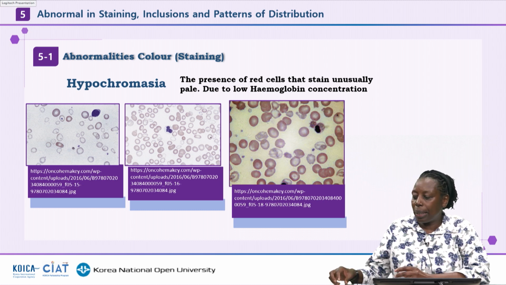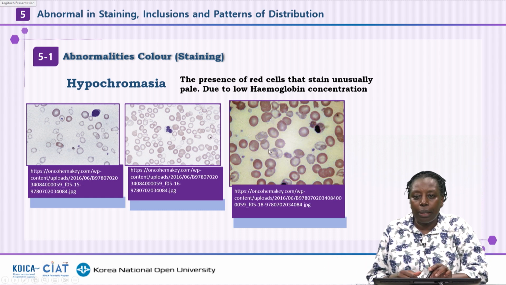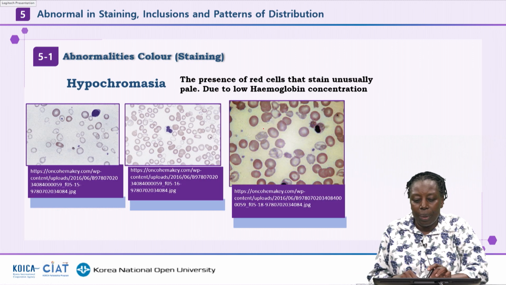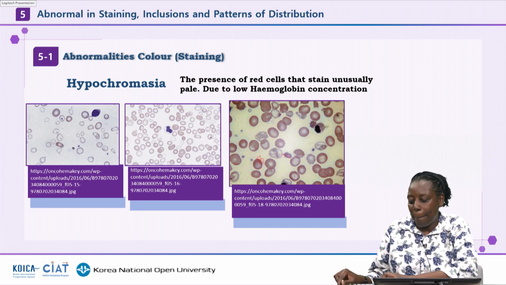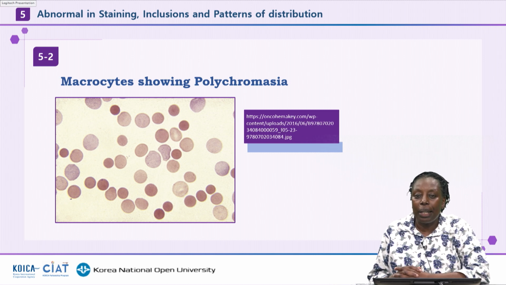So when we look at this slide, we can see some cells that are staining very, very light compared to the darker ones. Here we're seeing macrocytes staining darker in the presence of normally stained cells. So this slide shows polychromasia.